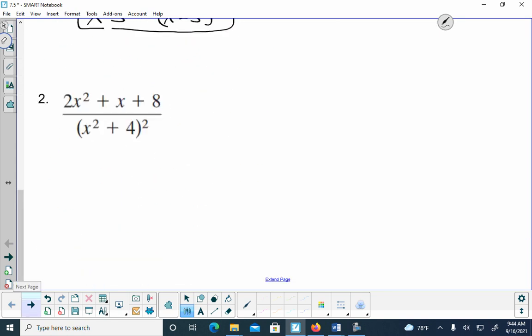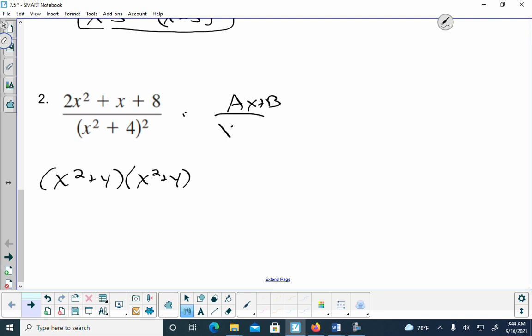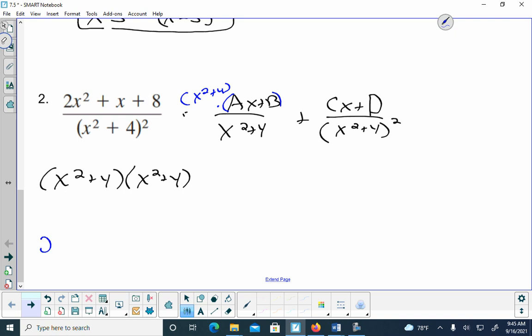Okay, this one is x squared plus 4, which cannot be factored. So I'm thinking this is x squared plus 4, x squared plus 4, so this is a repeat quadratic. So I'm going to have ax plus b over x squared plus 4 plus cx plus d over x squared plus 4 squared. So this is the only thing that's going to be multiplied. The other one doesn't get multiplied by anything. Well, by 1.